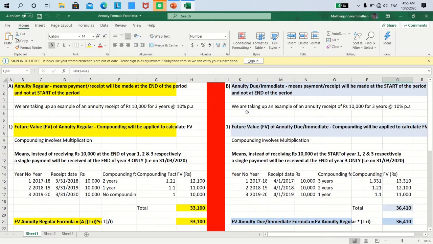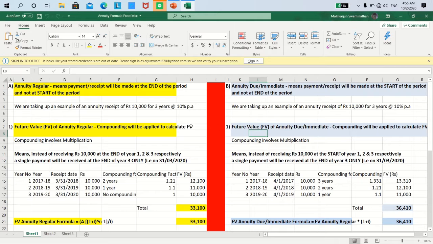Now the approach is that I will be explaining to you in great detail the annuity regular, which consists of FV annuity regular, future value, and the PV of annuity regular, which is present value. With that, you should automatically be able to understand the right hand side, which deals with annuity due or immediate. So kindly pay a lot of attention to what is now going to be explained in great detail.